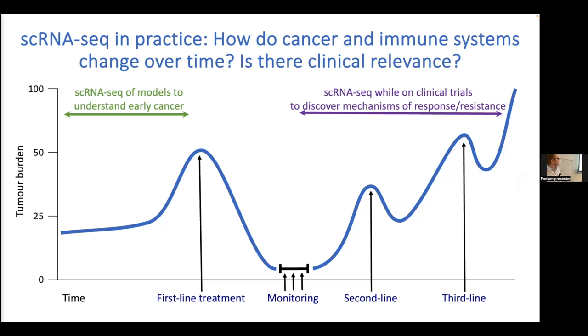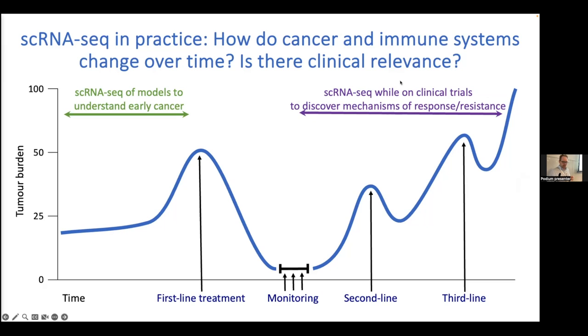So, single cell RNA-seq in practice: how did cancers and immune cells change over time? This is sort of a theoretical patient's journey. Tumor burden is sort of a surrogate for tumor size or tumor stage. So the earliest of cancers, I'm going to talk about some single cell RNA sequencing of a mouse model to understand the earliest of cancers. This is a mouse that is going to get myeloma within 70 weeks, so you have the opportunity to look at how that evolution happens.